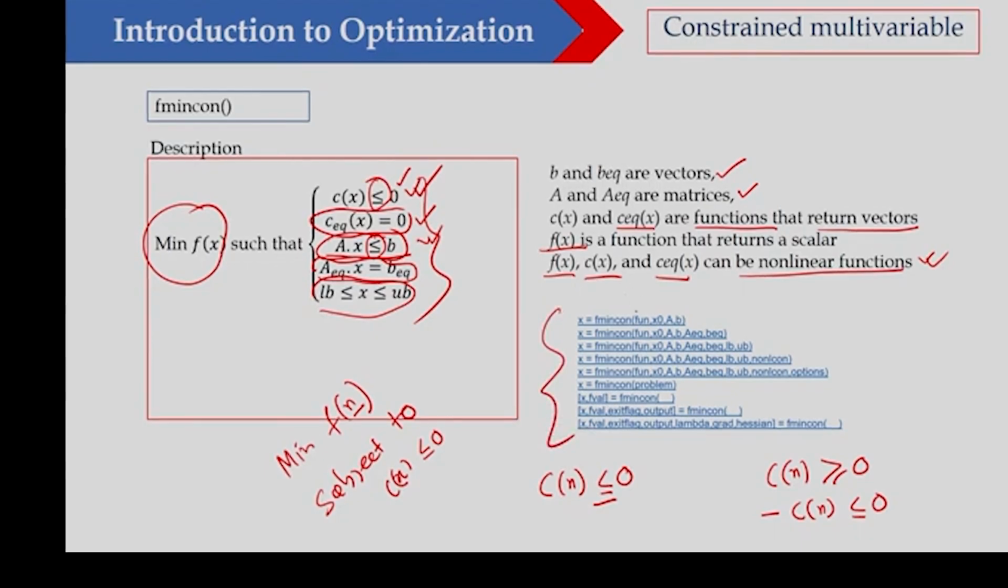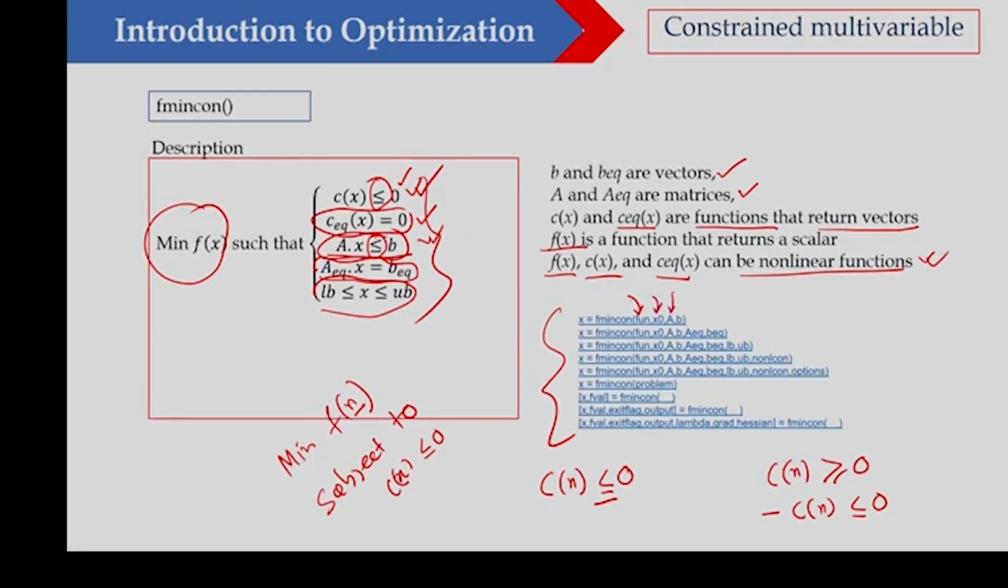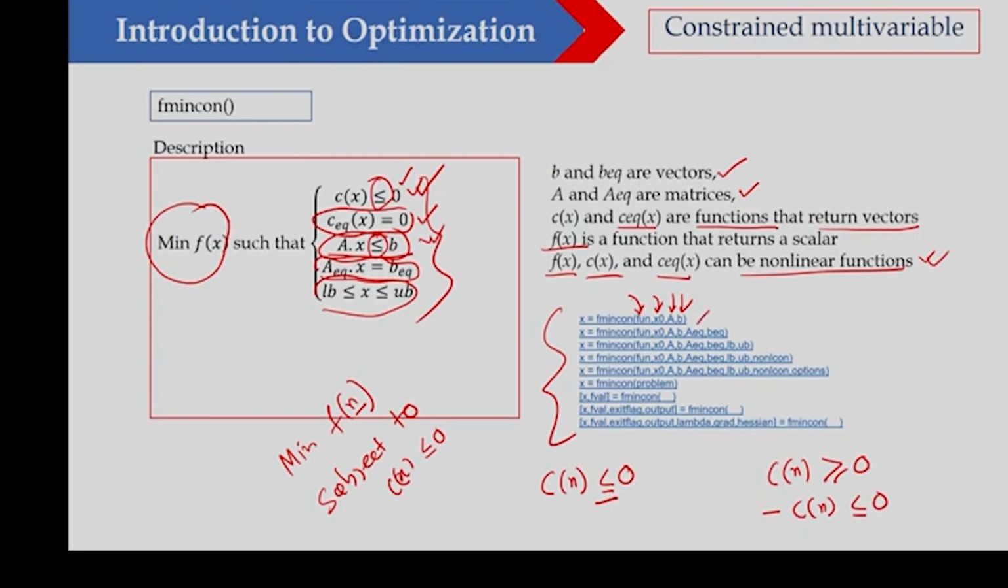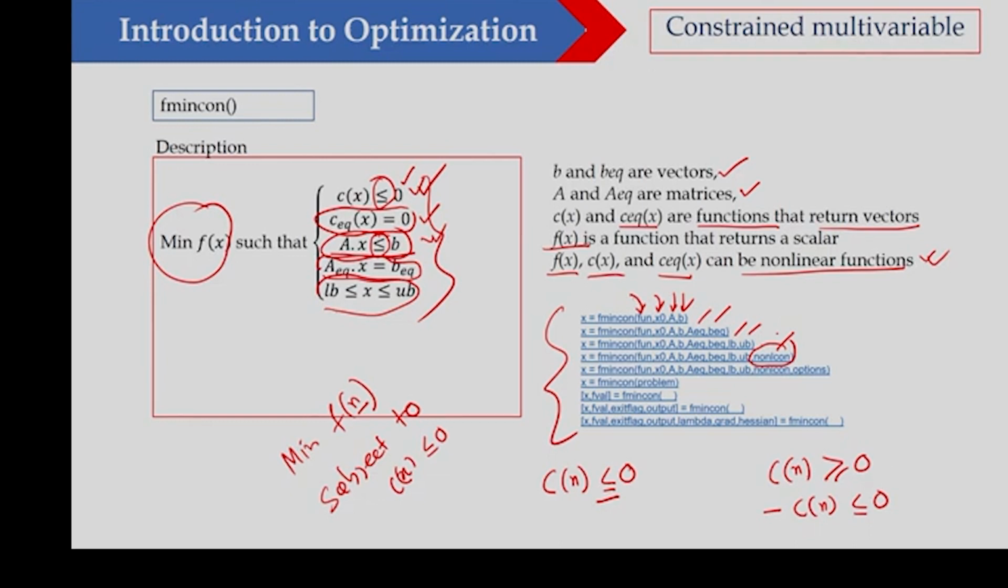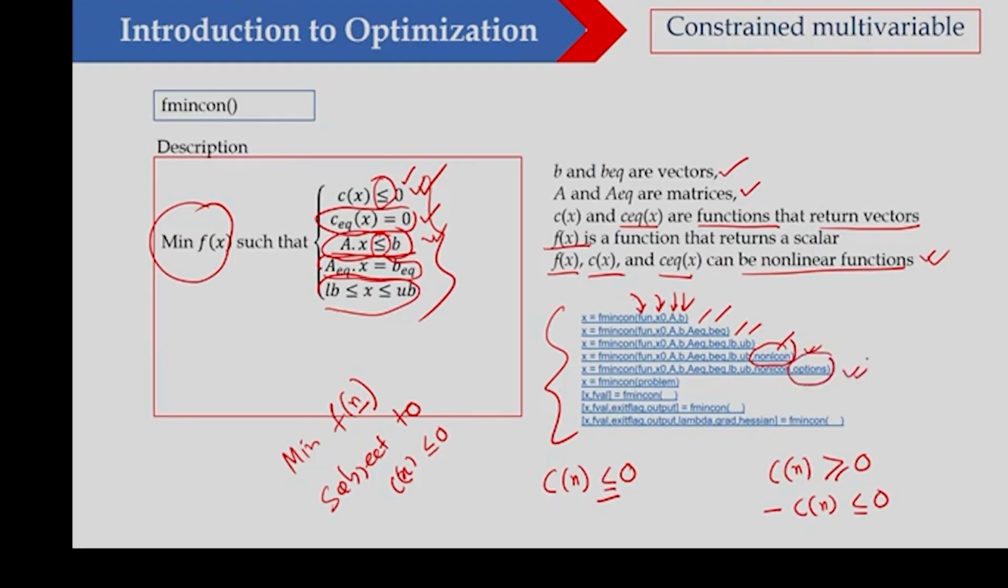This is the syntax of the fmincon function. Suppose your problem has only an objective function, then you define the objective function, then you define x naught. If you have a linear inequality constraint, then you define A, b. If you have a linear equality constraint, then you define Aeq and beq, and if you want to define lower bound and upper bound, you can define them. And if you have non-linear inequality and equality constraints, then you have to write a function for the non-linear constraint. That you have to do, and if you want to put in the option, you can put in the option.